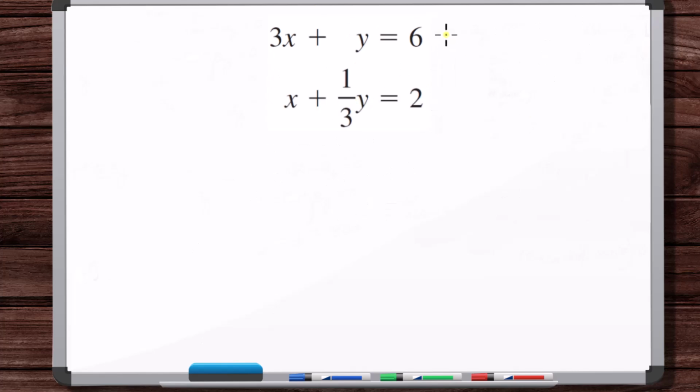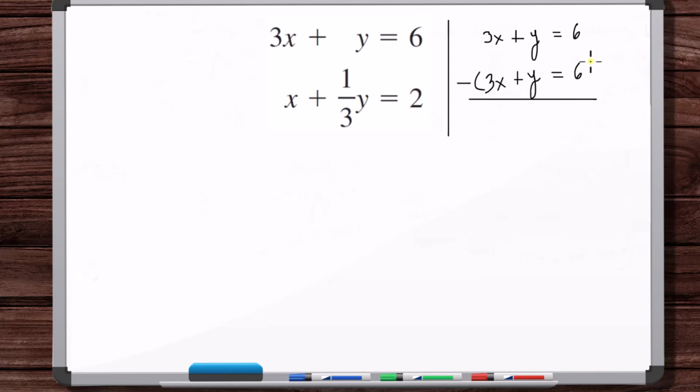Okay, let's see. We can start by clearing the fraction in the second equation. All right, multiply that entire equation by 3. And so what you can see is we've got the same equation here. Well, it's not the same equation, because this equation is this equation multiplied by 3. So they just differ by a constant. We get 0 is equal to 0.